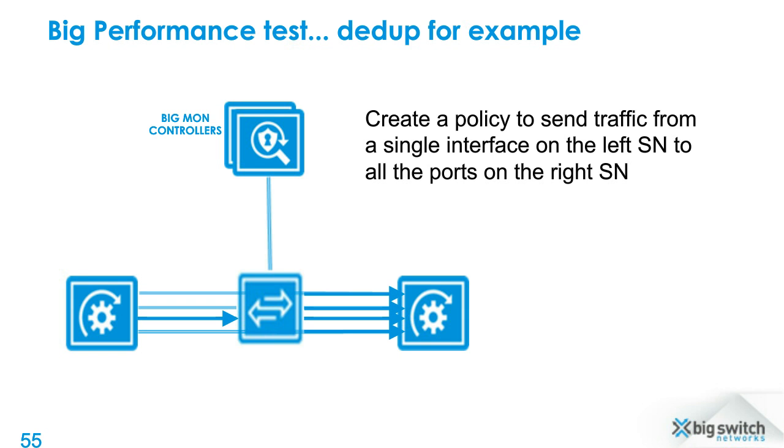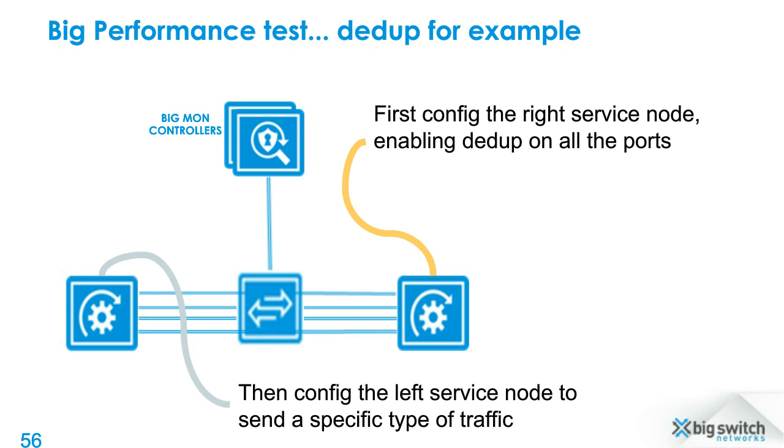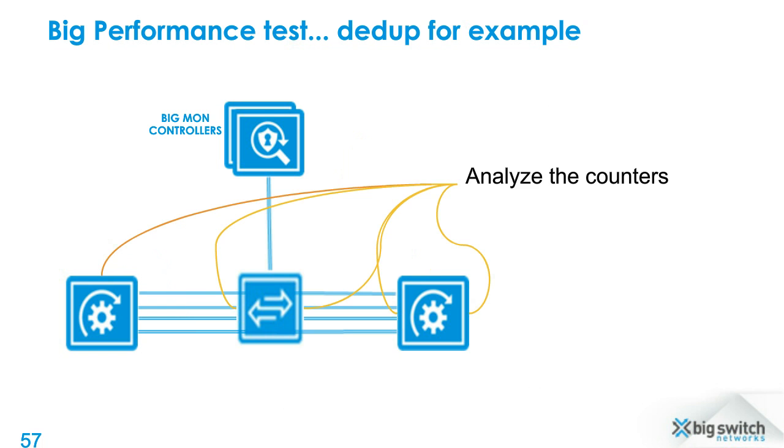Then what I do is I configure the right service node to tell it I want a dedupe on all its ports. Then I tell the traffic generator on the other service node to send traffic out that one port. Then I analyze all the counters after the test is over.